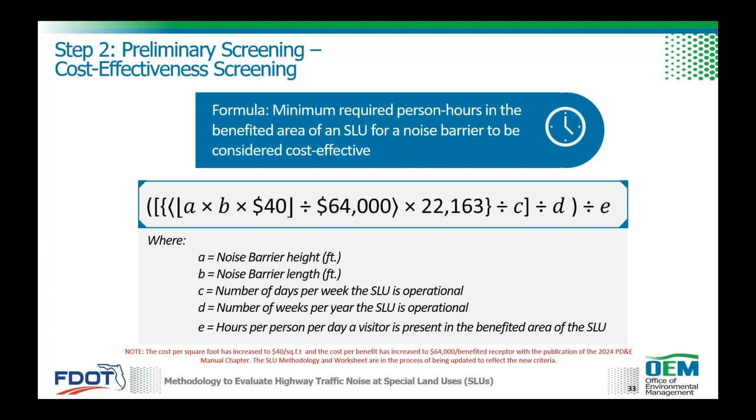An important note that the FDOT cost per square foot has recently increased to $40 per square foot, and the cost per benefit has increased to $64,000 per benefited receptor with the recent publication of the 2024 FDOT PD&E manual. The guidance document and the worksheet are actually in the process of being updated to reflect these new criteria and will be made available shortly.